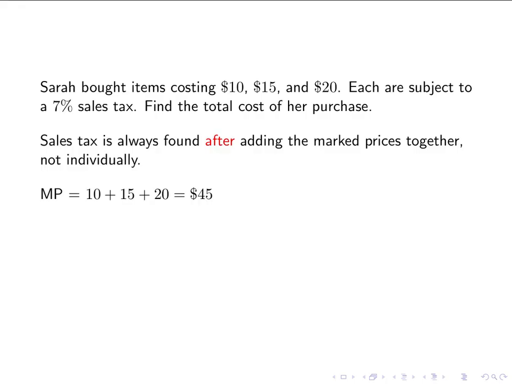We are looking for total cost, so the total price, and we have R, the sales tax rate. So again, we want to use that third equation. And we have 45 times, again, R is 0.07, so 1 plus R is 1.07. And that's going to give us $48.15.